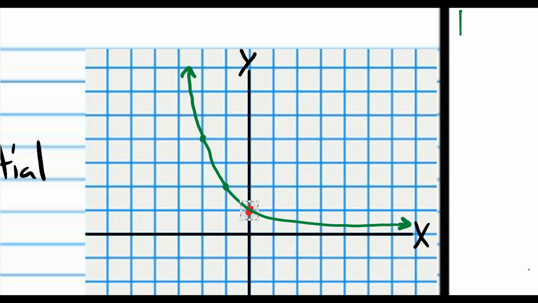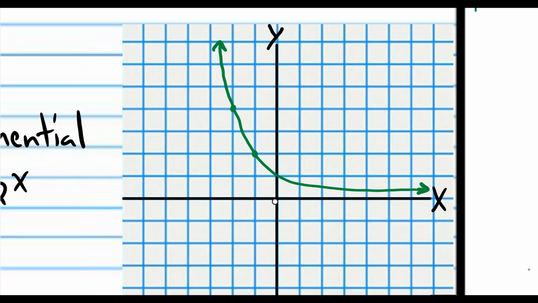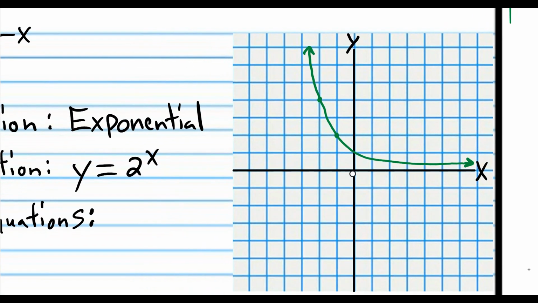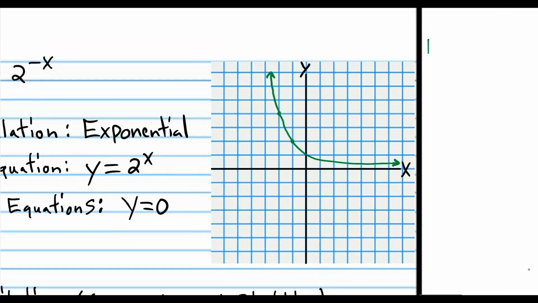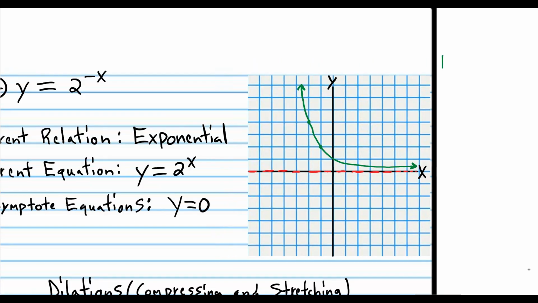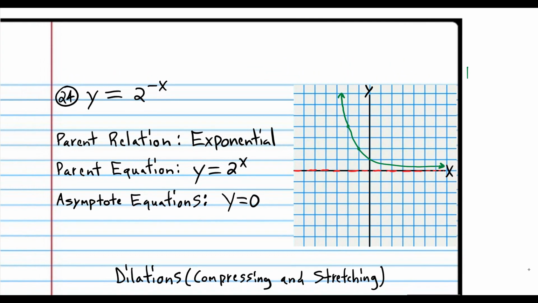And notice that the asymptote didn't change positions. It's still on the x-axis. So the equation of the asymptote is y is equal to 0. And we need to draw that as a dotted line. So if you got that one right, excellent. Good job.